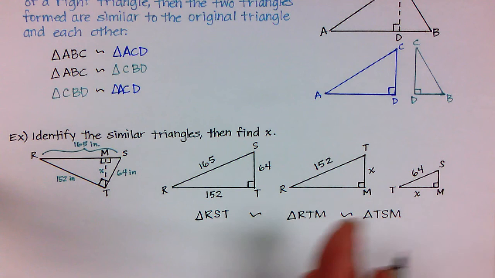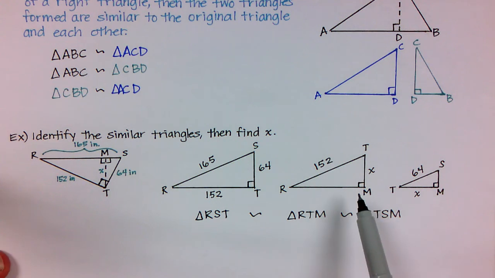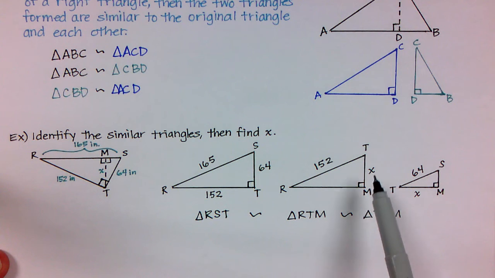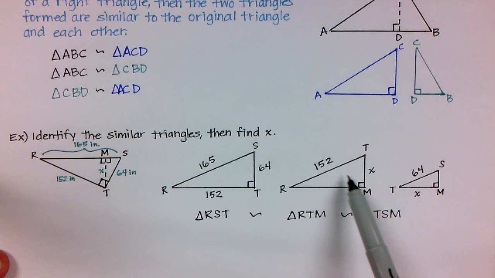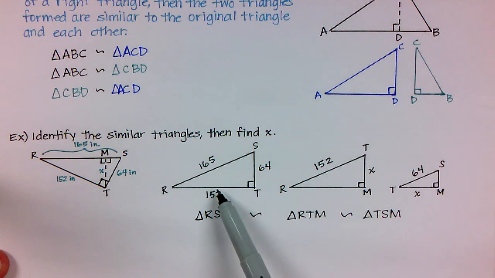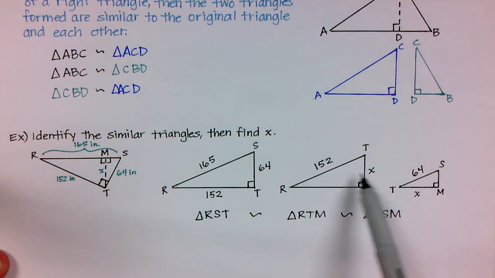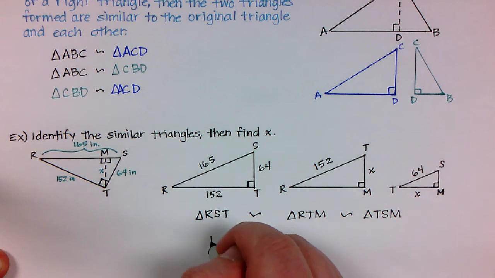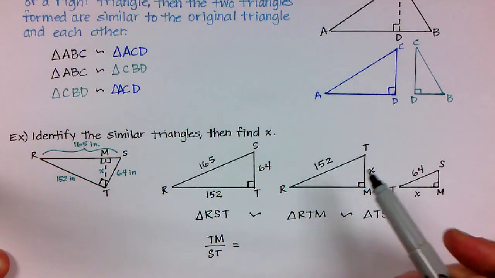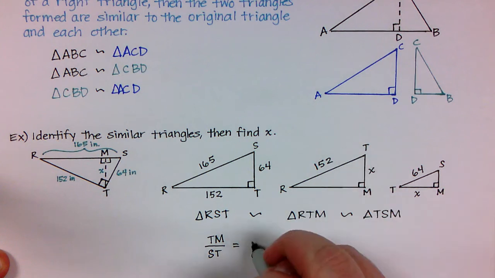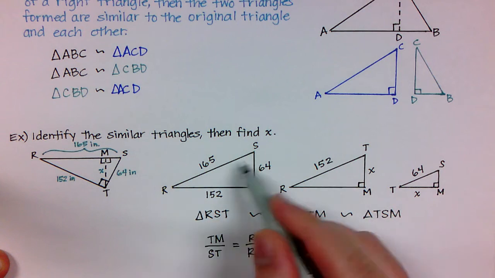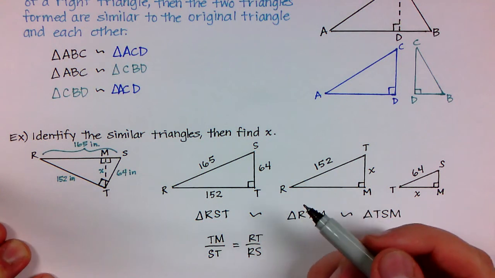Having them drawn in the same fashion is going to help me relate one missing side to three known sides. So I'm going to relate this triangle in the middle to the first triangle, because I can see that TM will relate to ST. So TM to ST should be equal, since they're similar, to the ratio of RT to RS, the hypotenuse of both of those triangles.